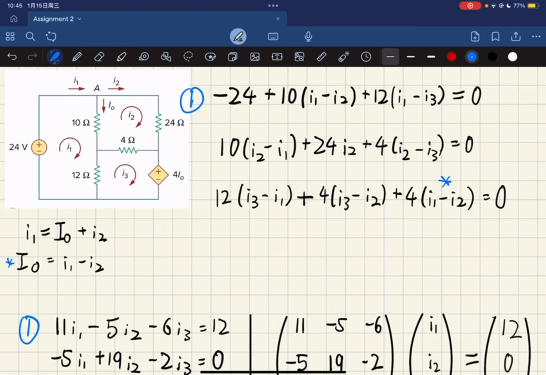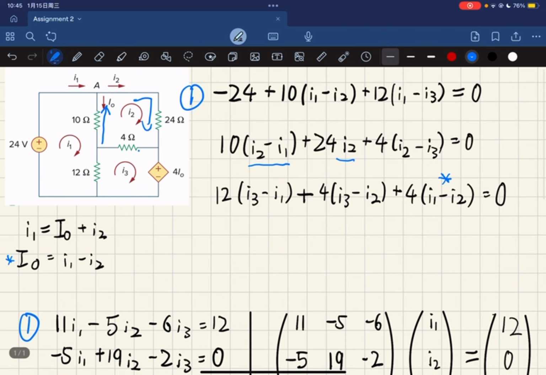Moving on, we go to our second loop. In this case, we'll first go through our 10 ohm resistor. There are 2 opposing currents, I2 and I1. So we write it as I2 minus I1. After that, we'll reach our 24 ohm resistor. In this case, there's only I2. So we write it as I2. Going through to our third resistor, 4 ohm resistor. In which case, there's I2 and I3. So we write it as I2 minus I3. Hence, we arrive at our second equation.